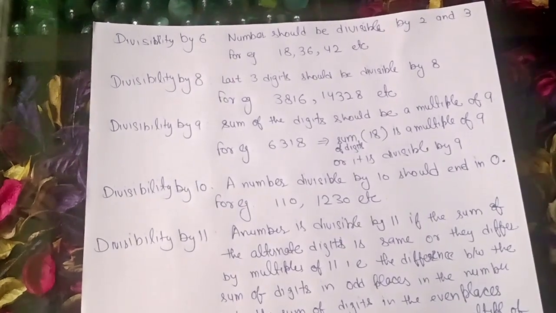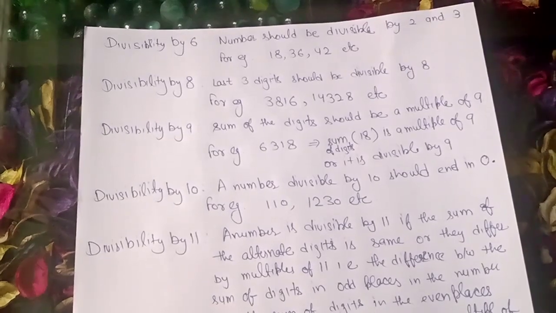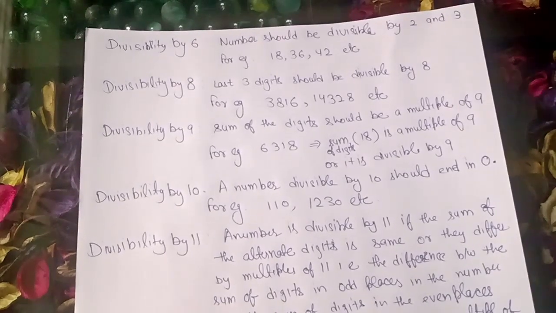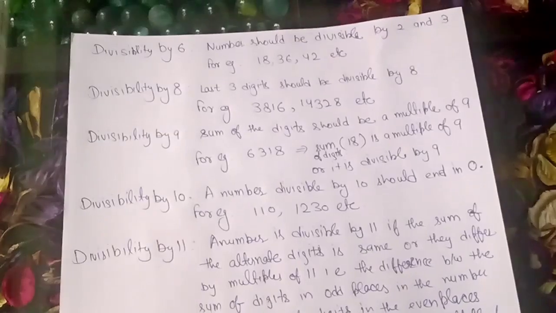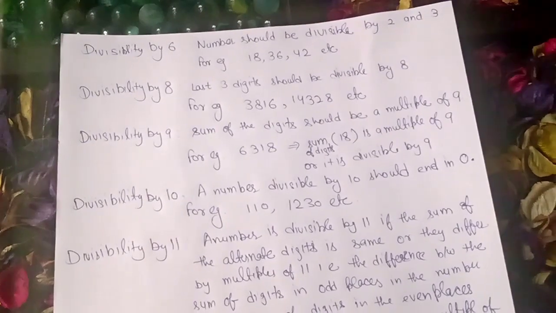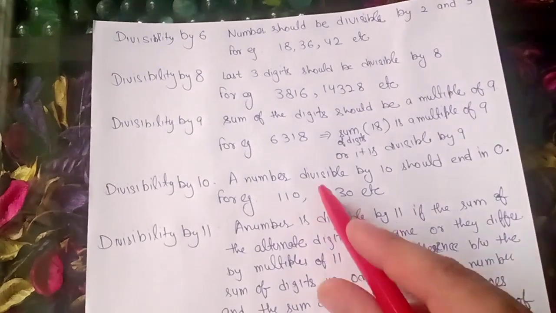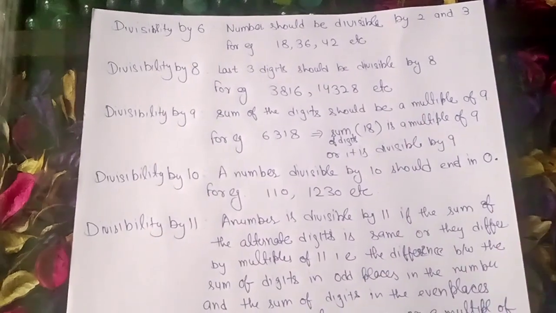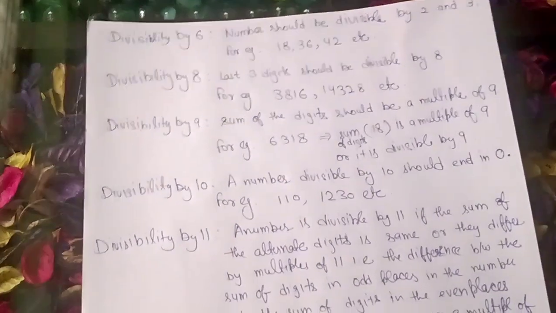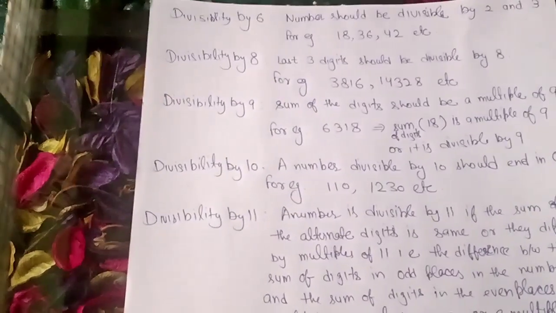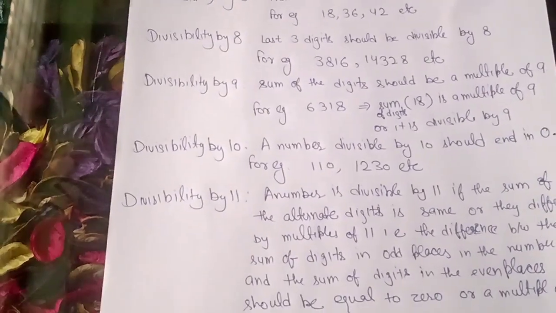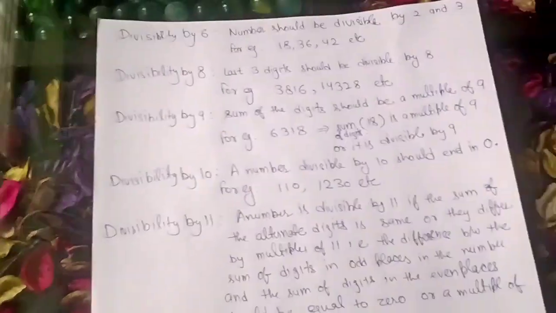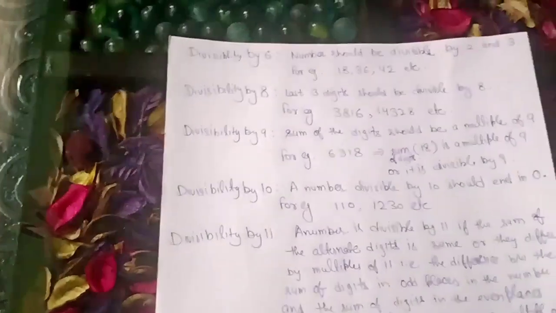We said if the sum of the digits is divisible by 3, then you will say the number is divisible by 3. And if the sum of the digits is divisible by 9, then we will say the number is divisible by 9. For example, if the sum of the digits is 18 and it is a multiple of 9, then you will say the number is divisible by 9. Divisibility by 10, very simple. If the last digit is 0, then we will say the number is divisible by 10.